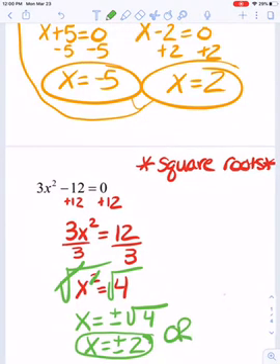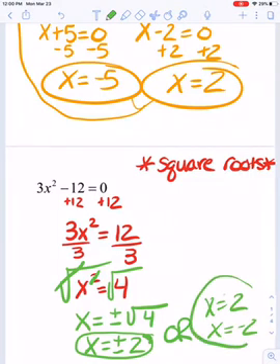Or if you wanted to, you could say x equals 2 and x equals negative 2 if you wanted to write them separately. Either way is fine. Again, square roots is definitely the best method here because there's no b value. Again, if you wanted to use quadratic formula, you definitely could.